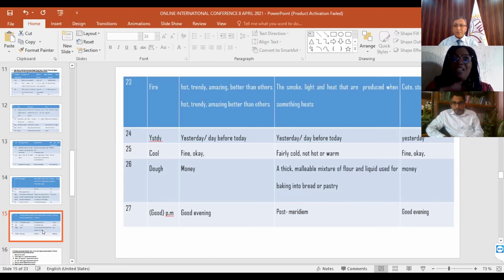You know, cool there, used maybe to mean I'm fine with it, as the case may be. Then we have do, used to mean money, but then of course in standard English, it is used to mean a thick malleable mixture of flour and liquid used for baking into bread or pastry. So the examples abound of this kind of usages.